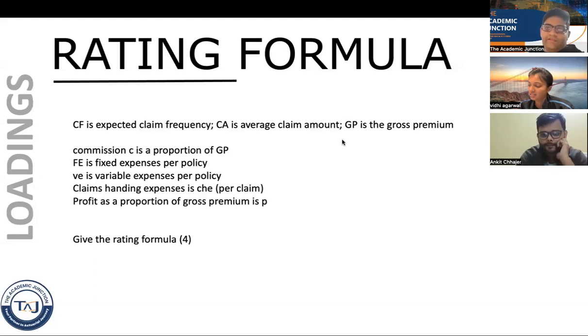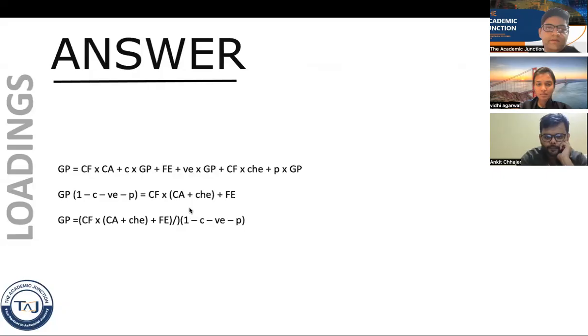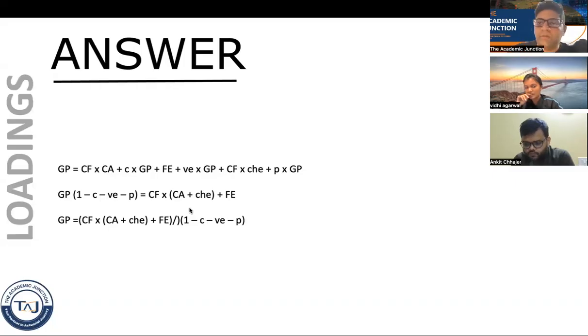Okay, so the answer is fairly straightforward, right? The first thing that you have to do is obtain the equation for GP, which is nothing but the frequency times the claim amount plus commission into gross premium, because we said that commission is a proportion of GP, plus fixed expenses plus variable expenses into GP, right? Because variable expenses is a proportion of your gross premium plus claim.